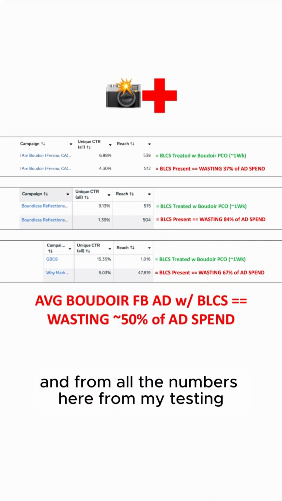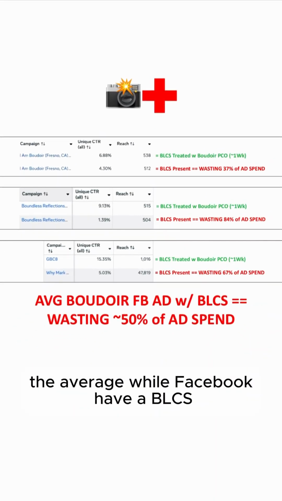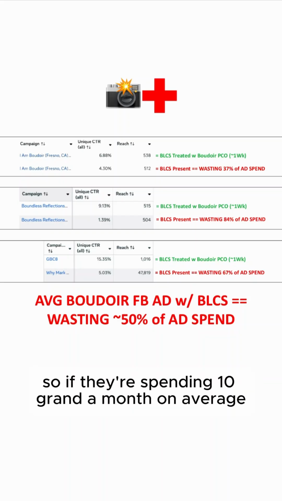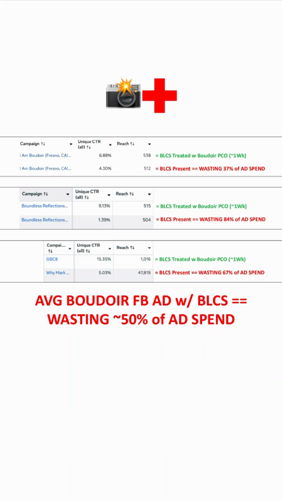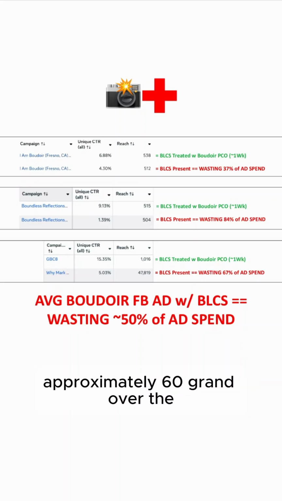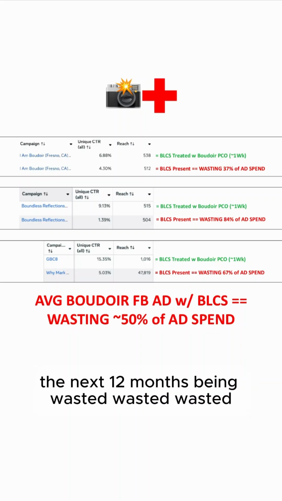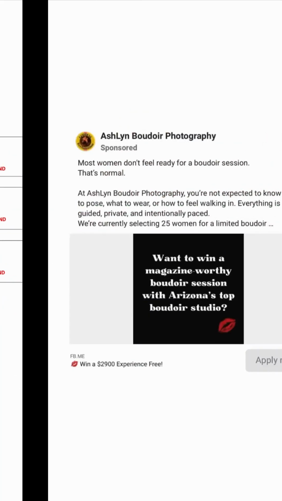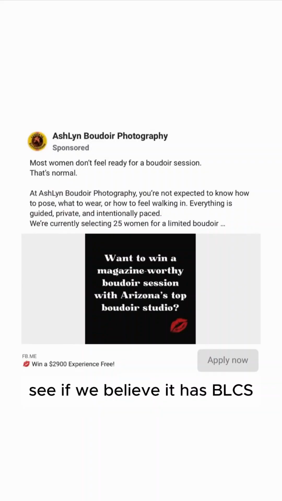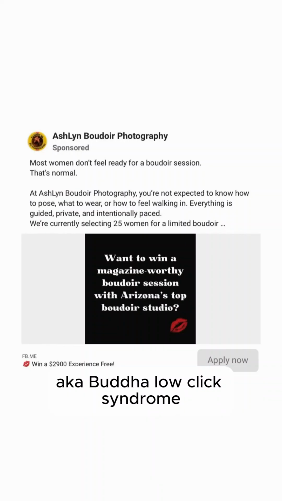And from all the numbers here from my testing, the average Boudoir Facebook ad with BLCS wastes approximately 50% of its ad spend, literally half going down the drain. So if they're spending 10 grand a month, on average, 5K every month, or approximately 60 grand over the next 12 months being wasted. So we're gonna diagnose this now, see if we believe it has BLCS, aka Boudoir low click syndrome.